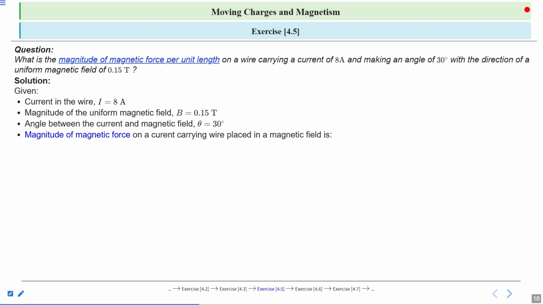Now we have to find the force per unit length, so you have to divide it by L also. The magnitude of this magnetic force is I B L sine theta. From where did this expression come? From F equal to I L cross B. We are not considering the direction, only the magnitude, so it will be I B L sine theta, where L is the length of the wire.